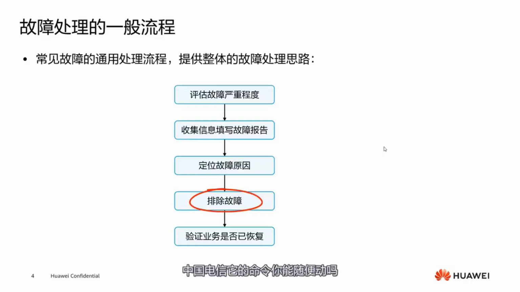Can you change the commands of China Mobile or China Telecom just like that? Obviously not. If the command isn't the issue, then what's the problem? More often than not, it's issues at the physical layer that we need to be aware of during troubleshooting. The general idea is to determine potential fault causes and finally verify the service.